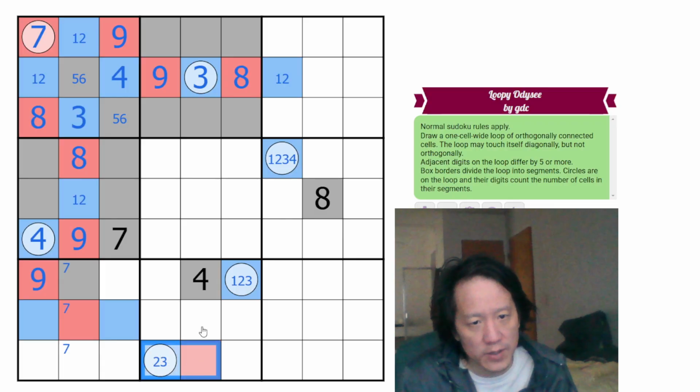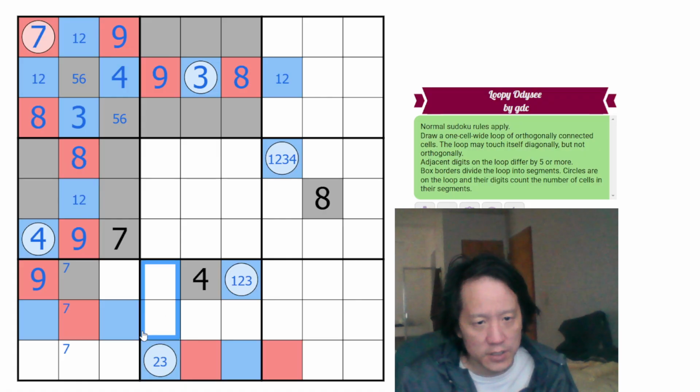If it goes here, it would have to connect to here, and then these would be the same number, so that's not allowed. So it must go here, which means it must exit. It can't go up here and then connect, because then these would be the same number. So therefore, it must go there. It's one of these two again. So these are not part of the loop. This is not part of the loop.